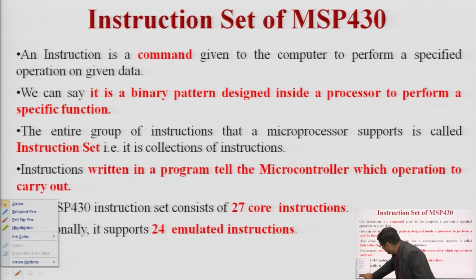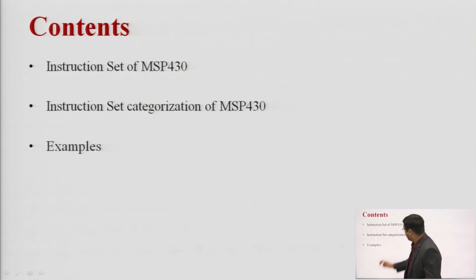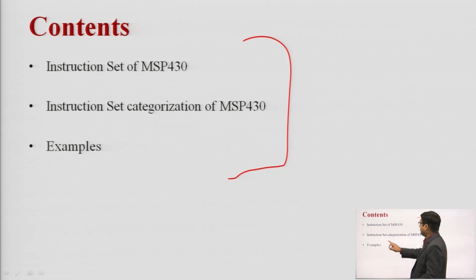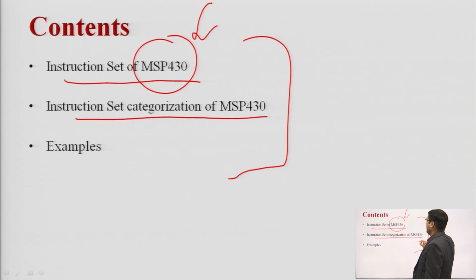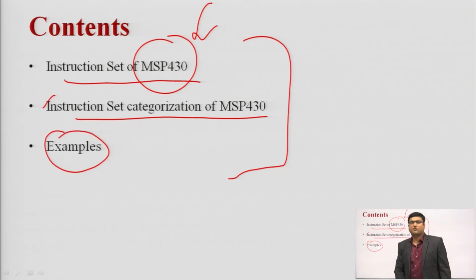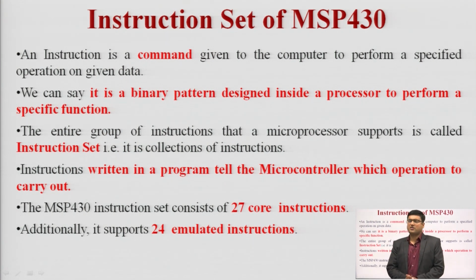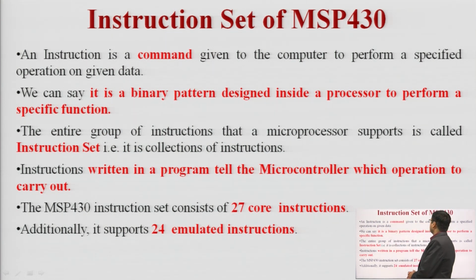Just a second, I am taking the marker. These are the table of contents available for the MSP 430 microcontroller. First, we will cover the instruction set of MSP 430, the different types of instructions available. After that, we will see the categorization of the instruction set. There are a lot of instructions available, so we will cover them through some categorization. After that, we will see examples of instructions and how to execute them in MSP 430. So, let us start with the first topic, the instruction set of MSP 430.